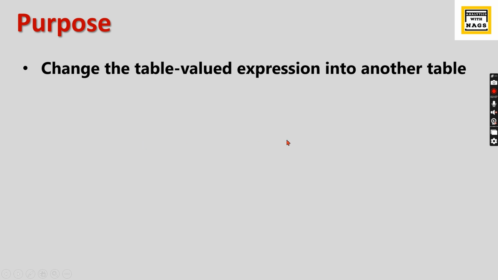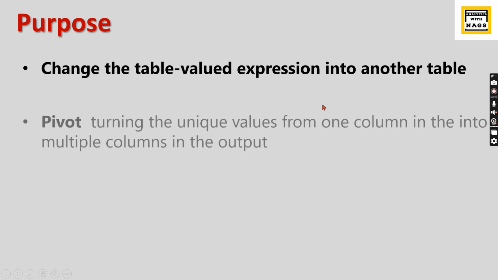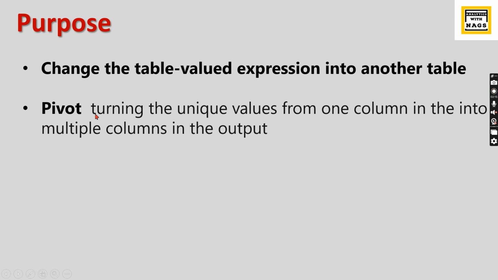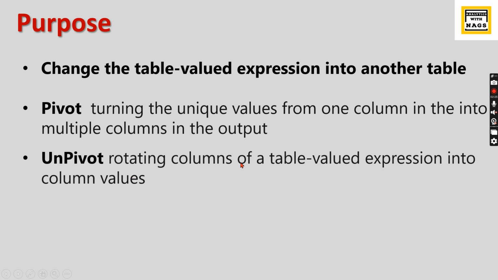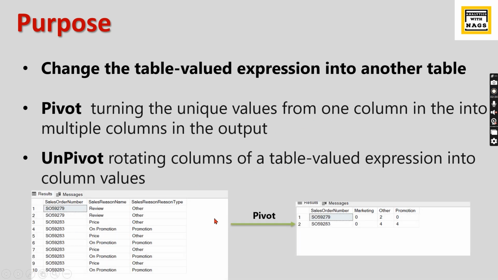Basically, as I said, you have a table or query result that you need to change into a different result set. For that, pivot turns unique values from one column in the table into multiple columns in the output. Unpivot rotates the columns of a table valued expression into column values. If you are not understanding the definition, let's try to understand with a simple diagram explanation.